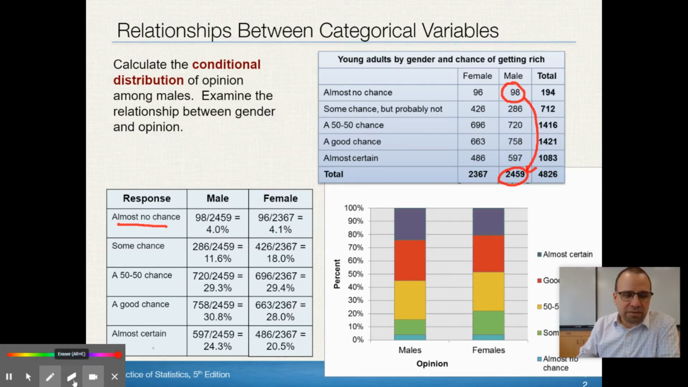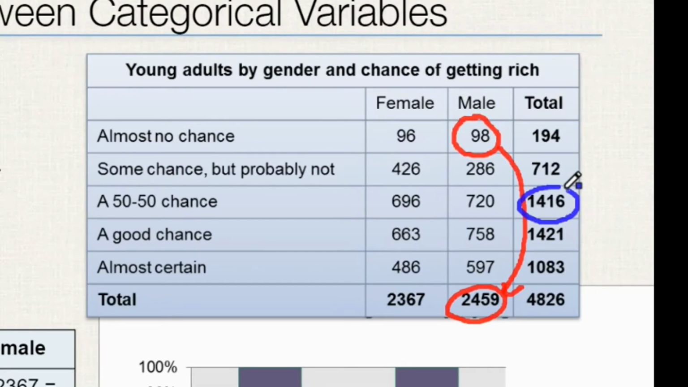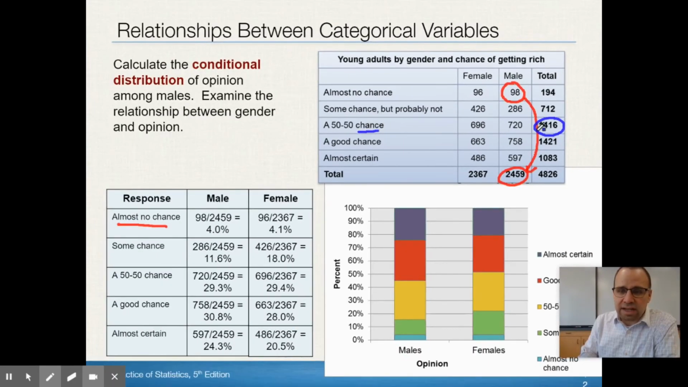I could phrase it in a different way. I could say, given the fact someone believes they have a 50-50% chance of becoming rich, what percentage are female? Well, since it's given, it's a 50-50 chance, I'm going to be dividing by this total for the 50-50 chance. And if I wanted the percentage of female, I would be taking the 696 and then dividing by that row total. And that's how conditional probability works. The hardest thing about conditional probability is finding what the condition is. So read the problem carefully.